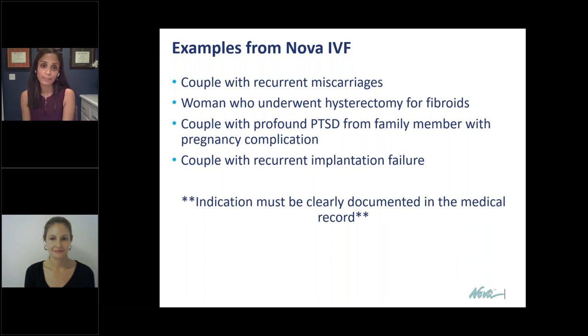I've used this very successfully in couples who have experienced recurrent miscarriages. For anyone who has experienced a miscarriage, this can be extremely psychologically traumatizing and devastating. And for these couples, using a gestational carrier can relieve some of that anxiety going into a subsequent pregnancy. Also, I've had patients who've undergone hysterectomy for a variety of indications, but fibroids are one of the most common indications for undergoing hysterectomy. The third example is for couples who have profound post-traumatic stress disorder from a family member who has had a pregnancy complication. And again, in conjunction with a psychological counselor, a reproductive therapist, we are able to justify using a surrogate in these cases.